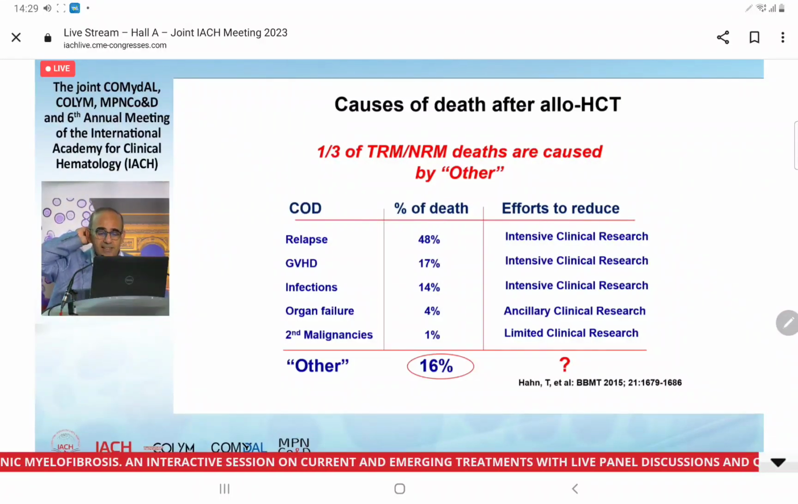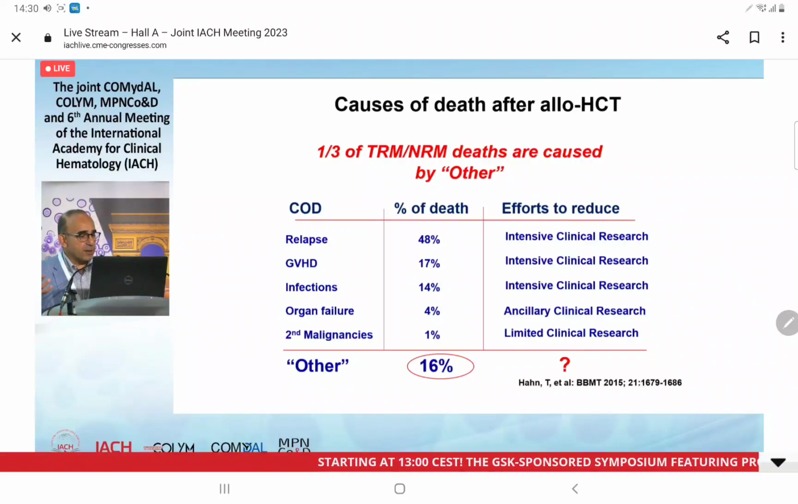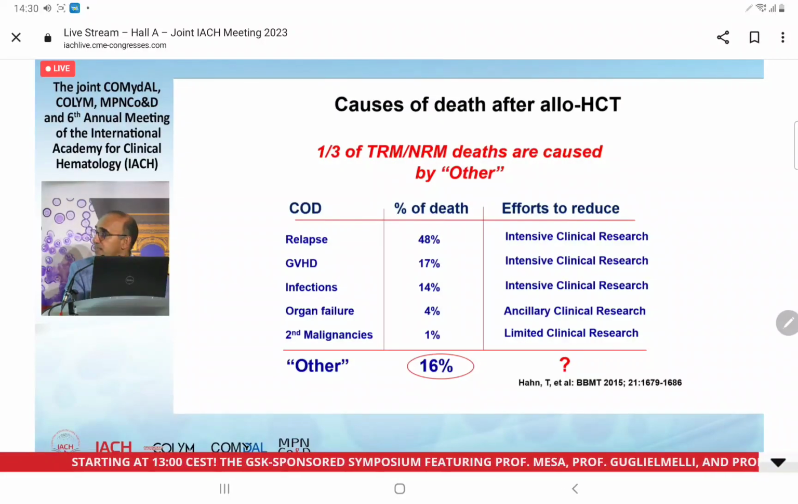So where do we put actually these endothelial complications? I really like this paper from now 8 years ago in BBMT, where they looked at more than 1,000, I think 1,500 patients, and they were actually looking into some causes of death. When you are transplanted and you die, what is the reason to die? Well, relapse is the number one, and I think this is established that the number one cause of failure of an allotransplant is actually disease recurrence. You have GVHD, infections, organ failure, even secondary malignancies. But there is this group of 16%, which classified as other.